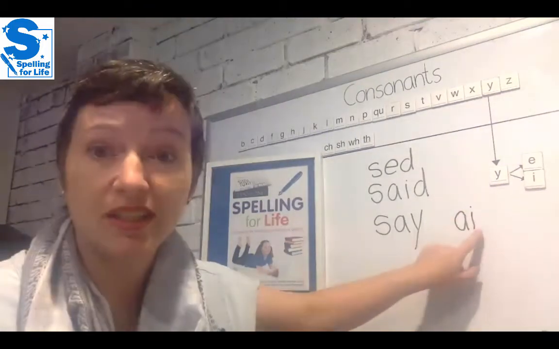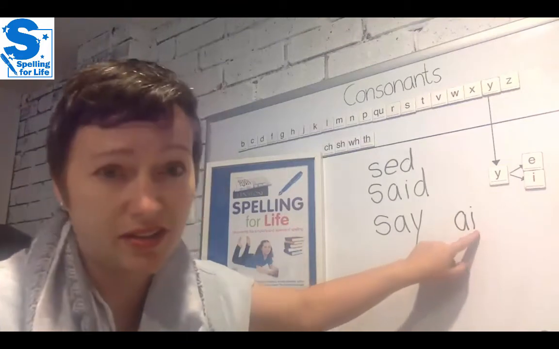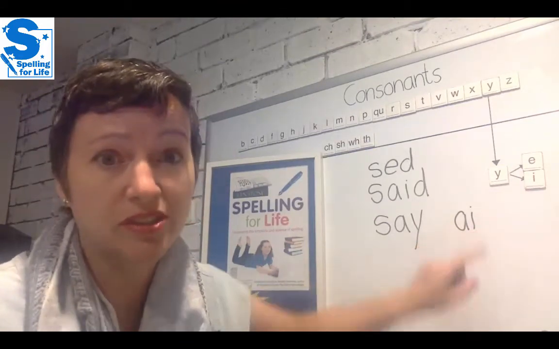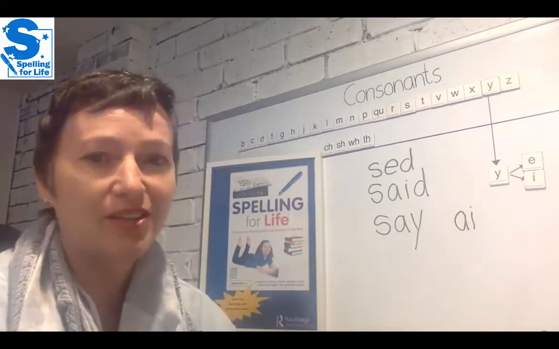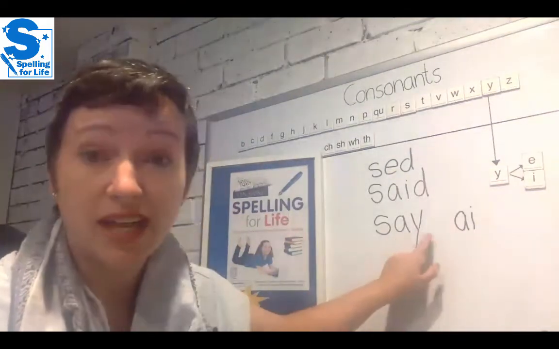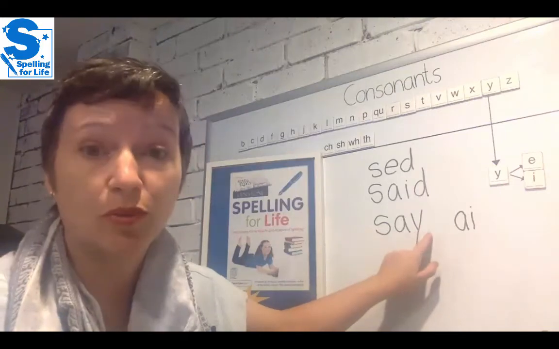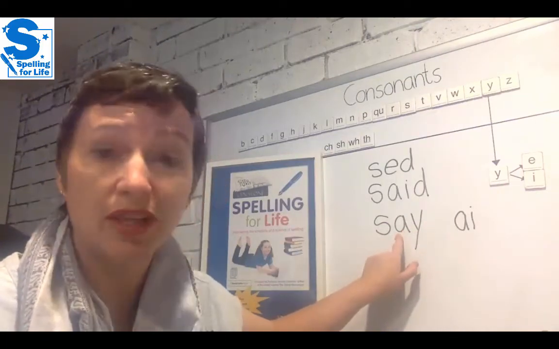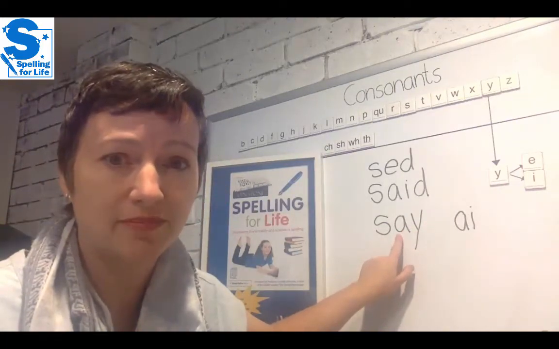The reason you can't use it at the end of a word is because the letter I is not allowed at the end of English words. It's what I call an illegal letter. The A sound in say is at the end of the word, and so we use the 2-letter A that can be at the end.